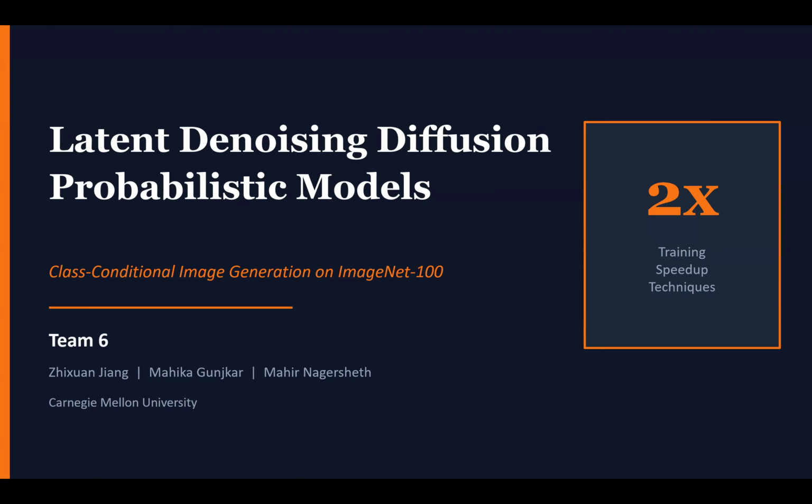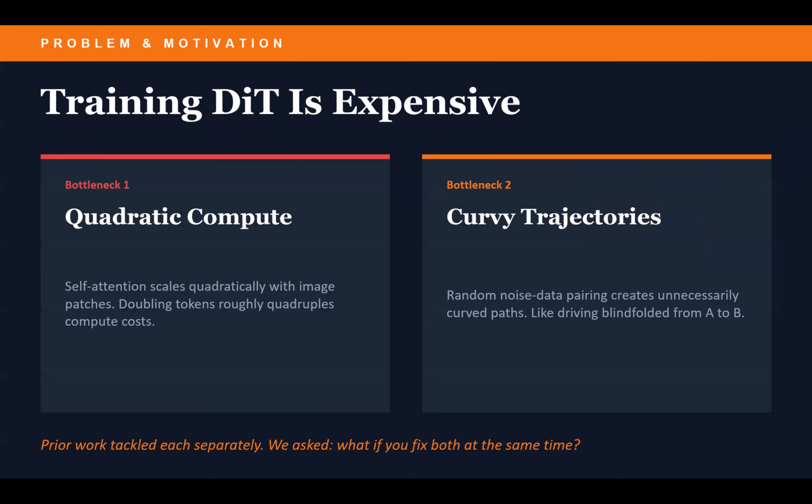And today we are going to walk you through how we made diffusion transformers train faster without sacrificing image quality. The core challenge is that diffusion transformers are expensive to train for two reasons. First, attention is quadratic. More patch tokens quickly means much higher compute. Second, standard flow matching uses random noise-data pairs, which often leads to unnecessarily curved trajectories.